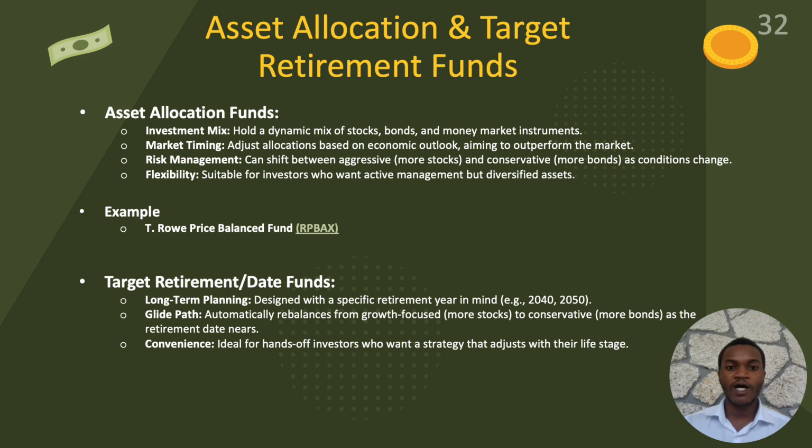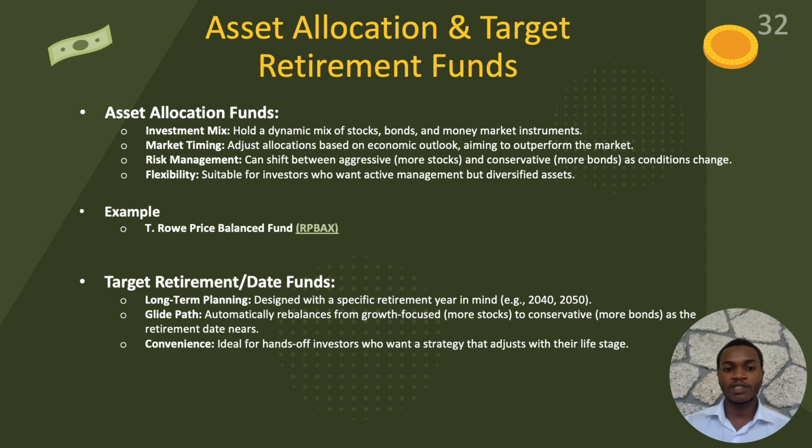So asset allocation funds hold a dynamic mix of stocks, bonds, and money market instruments. The allocation is adjusted based on economic outlook, aiming to outperform the market. Unfortunately, the track record for market timers is less than impressive, so think carefully before investing in such a fund. An example would be the T. Rowe Price Balance Fund, which has a 65 to 35 equity to fixed income ratio, but that varies based on market conditions.